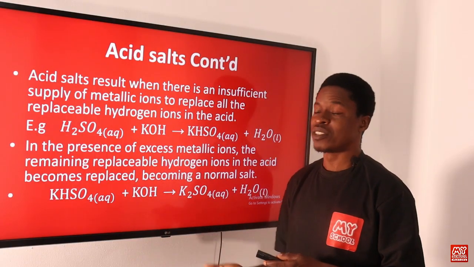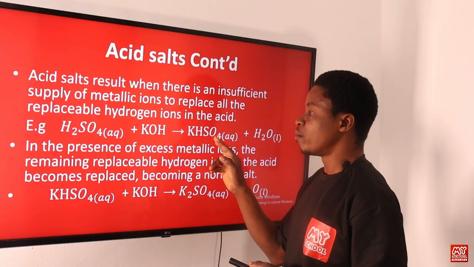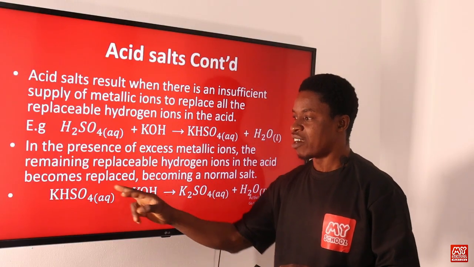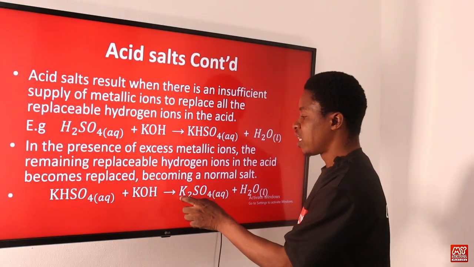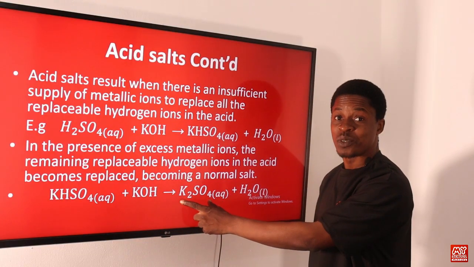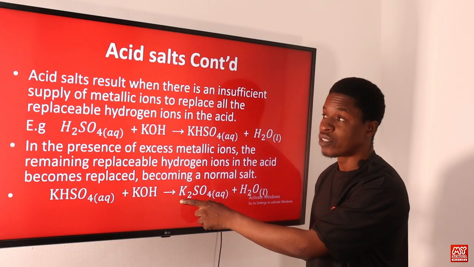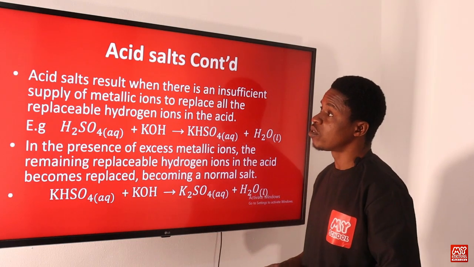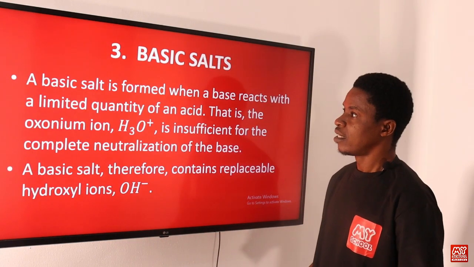So in the first reaction, KHSO4 is formed because we still have excess of that metallic ion in this. Then you can now replace this hydrogen and then we form K2SO4. Of course, there's no hydrogen here, so this gives us a normal salt plus H2O. Let's move on to the next slide now.